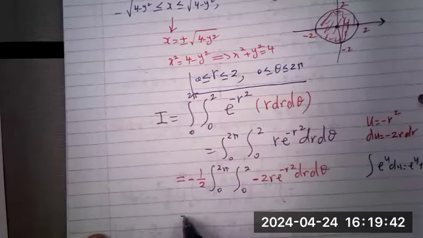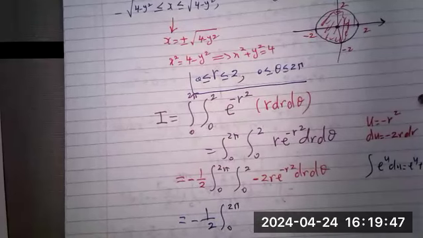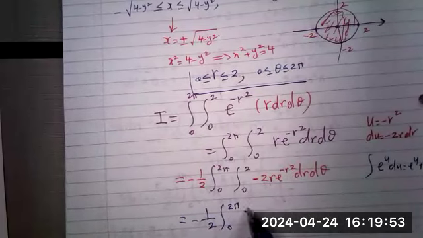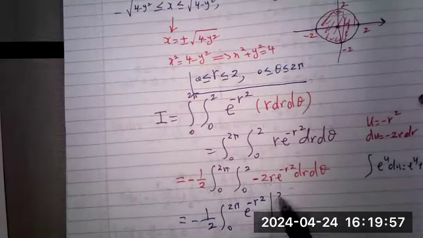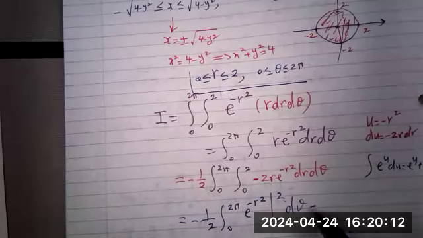Okay, so this is it, -1/2, 0 to 2 pi, and we integrate over here. So the integral would be e to the negative r squared, going from 0 to 2, and then dθ. Okay, so this is going to be the case. So just substitute and just integrate.